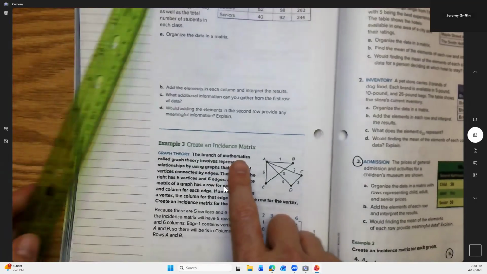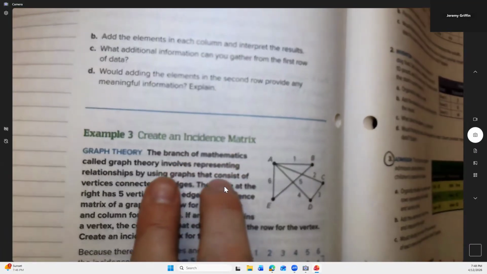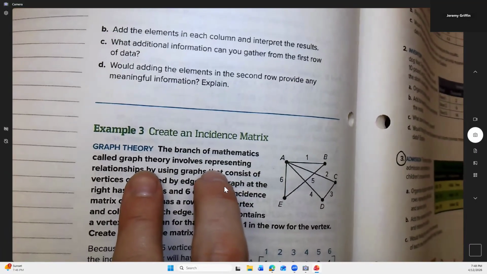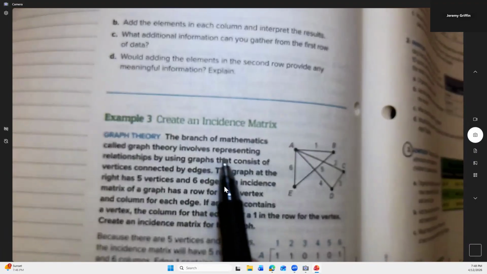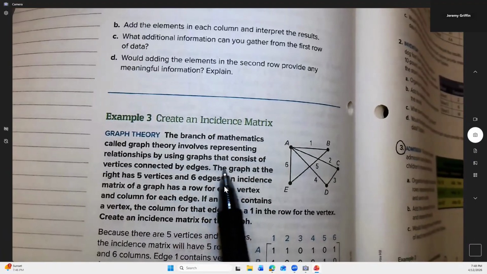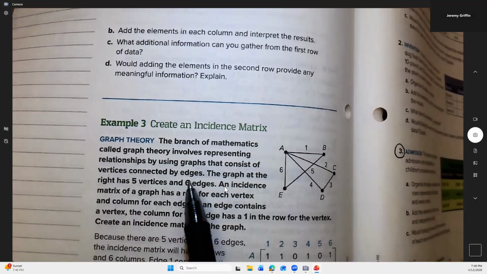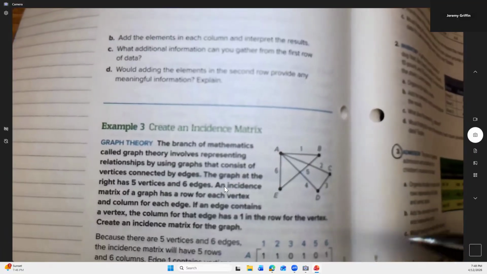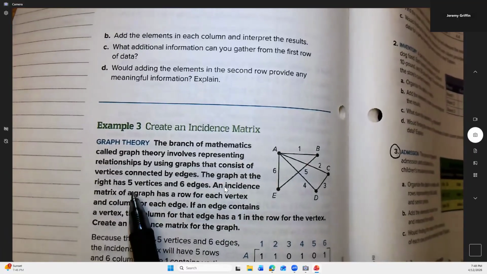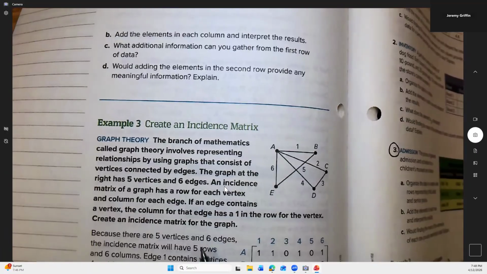Right. Example three, creating an incidence matrix. Okay, so it says the branch of mathematics called graph theory. Ooh, this sounds fun. Graph theory involves representing relationships by using graphs that consist of vertices connected by edges. Okay. Looks like we have some dots connected over here. So similar idea. The graph to the right has 5 vertices and 6 edges.